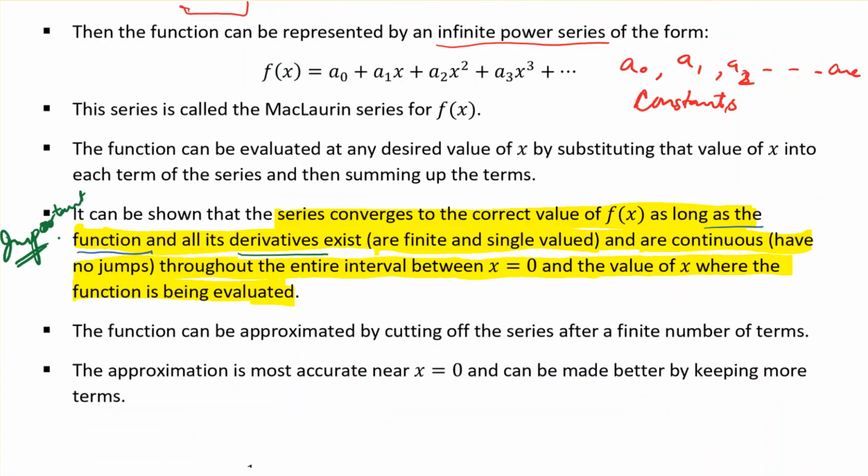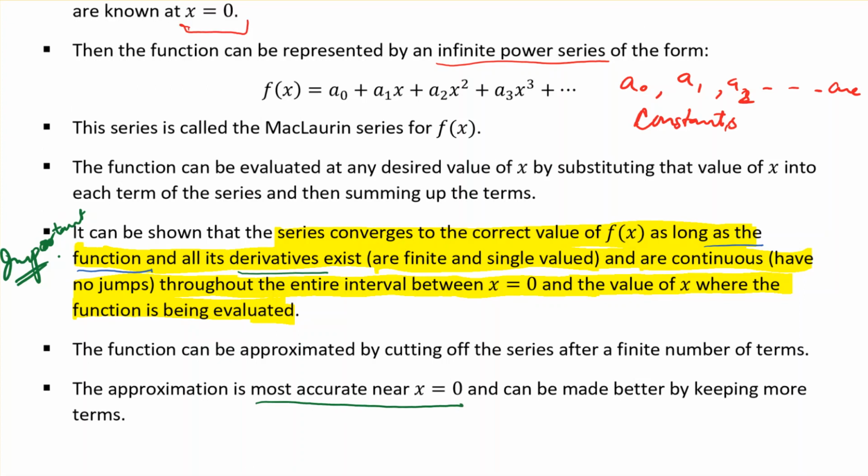So the function can be approximated by cutting off the series after a finite number of terms, depending on how much accuracy you want. And for the Maclaurin series, the approximation is most accurate near x equal to 0, and it can be made better and better by keeping more terms.